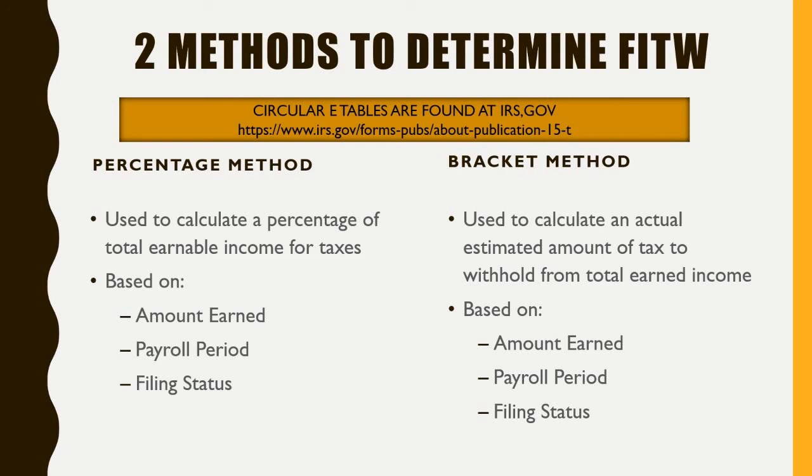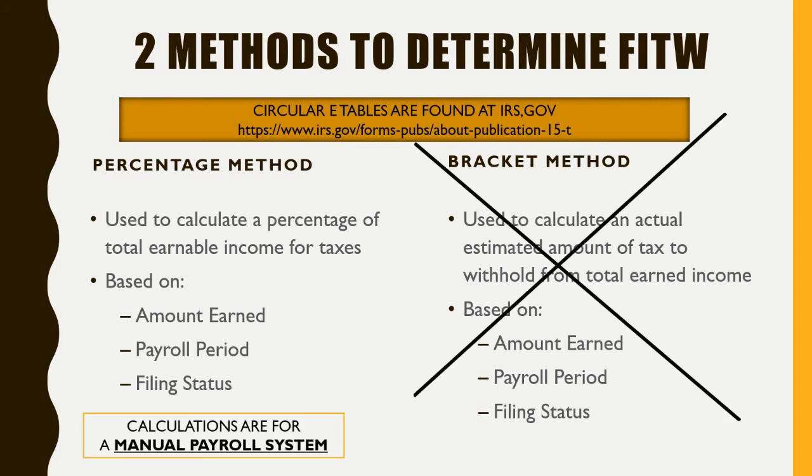So in this case, the tax tables are going to be called the Circular E table, which you can find at the irs.gov. Go ahead and put in Publication 15-T, and that will give you the tax tables for payroll. Okay? And again, I will have it on my screen right here, but I do believe I did provide one on the Google Classroom for you to go ahead and take a look at. All right, so again, there are two methods, the percentage method and the bracket method.